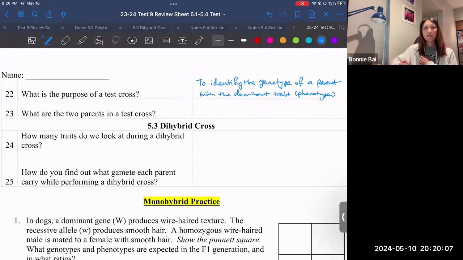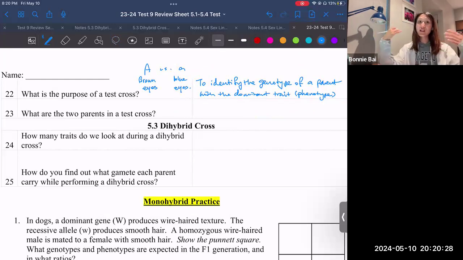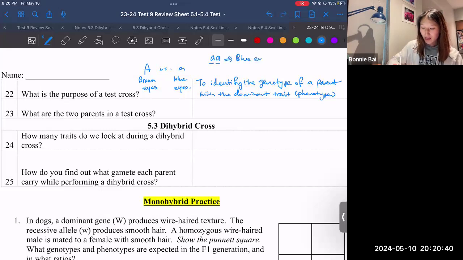So when you're looking at a parent that has a dominant trait, let's say we're doing our big A versus little a. Let's say big A is brown eyes, little a is blue eyes. When I see someone with blue eyes, well, little a is the DNA that will give you blue eyes, but little a on its own is not going to give you blue eyes. You need 2 of them, right? And why would you have 2 little a's? Because little a is recessive. The only way that you can see the recessive blue eye trait is to have 2 little a's.